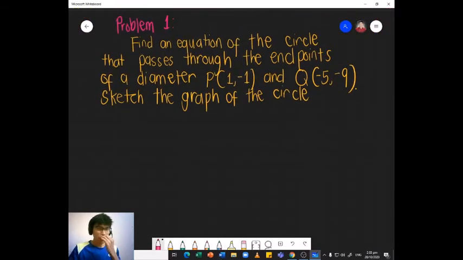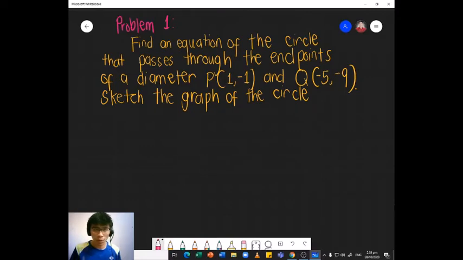Okay, there you go. So for problem number 1, ladies and gentlemen, find the equation of the circle that passes through the endpoints of a diameter. So point P, that is (1, -1), and point Q, that is (-5, -9), and sketch the graph of the circle. Okay, so before we solve this problem, let's get to know the problem first. So what are the given?